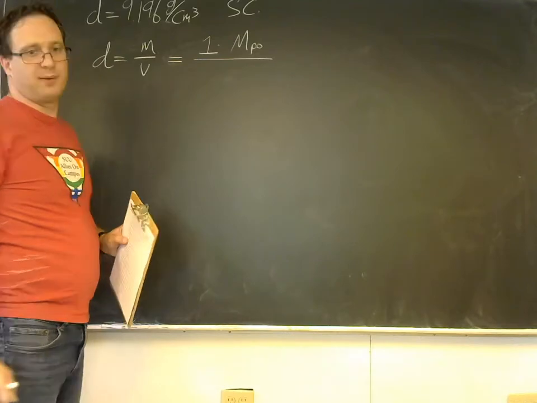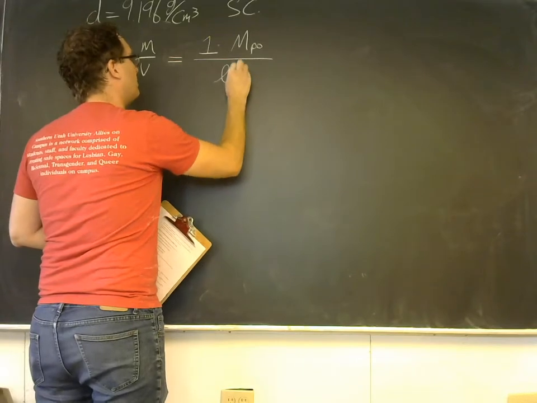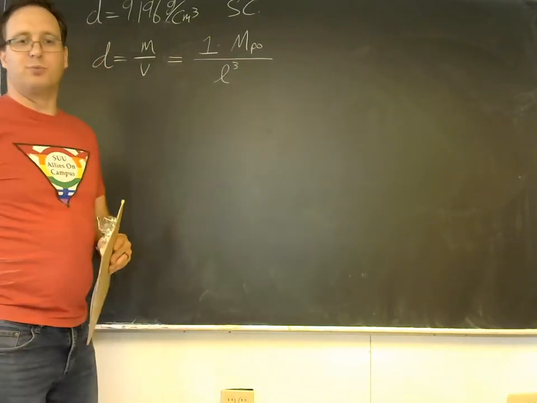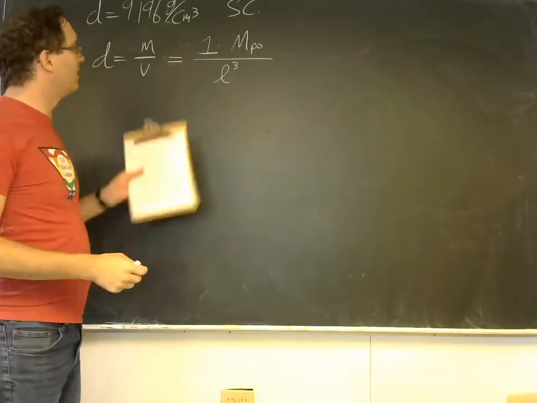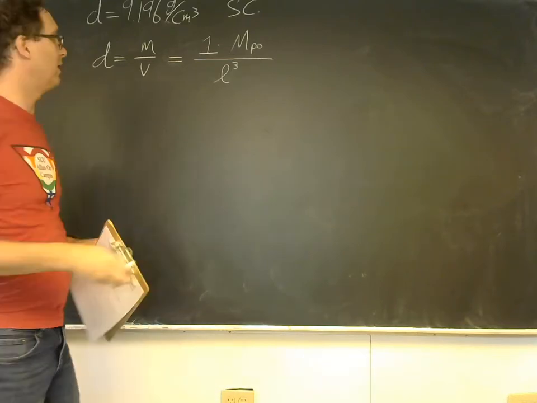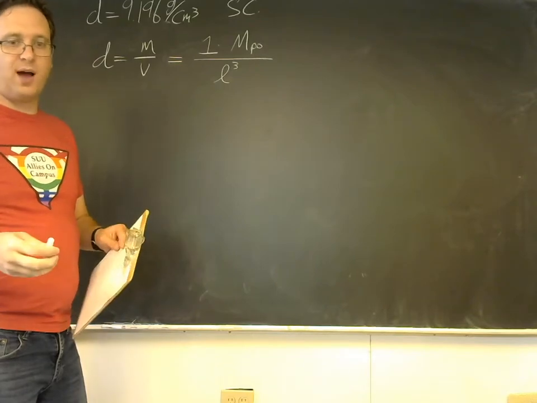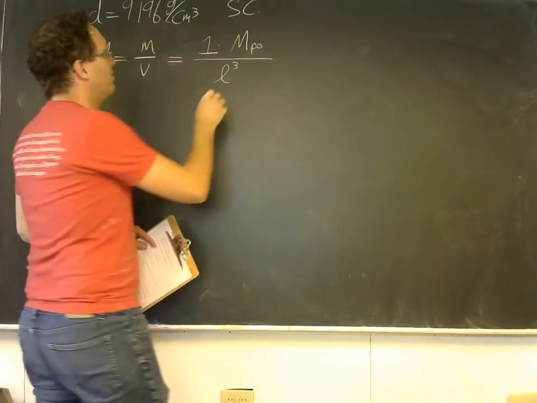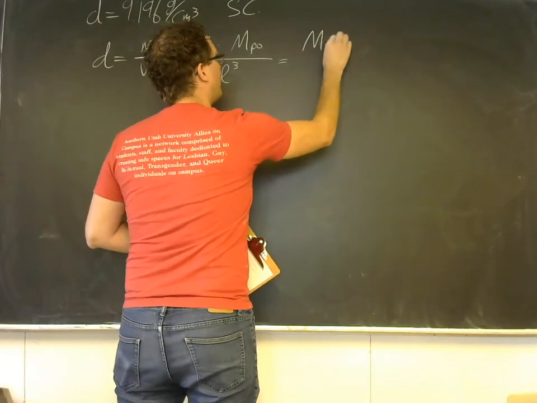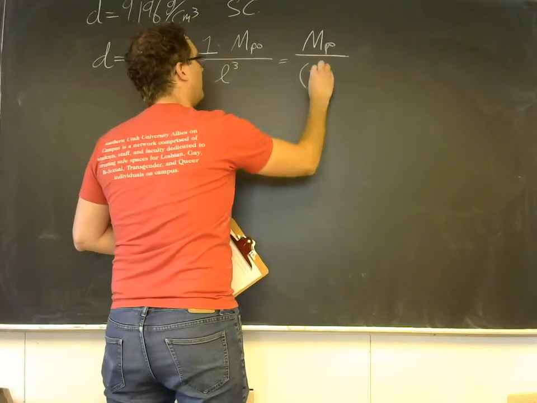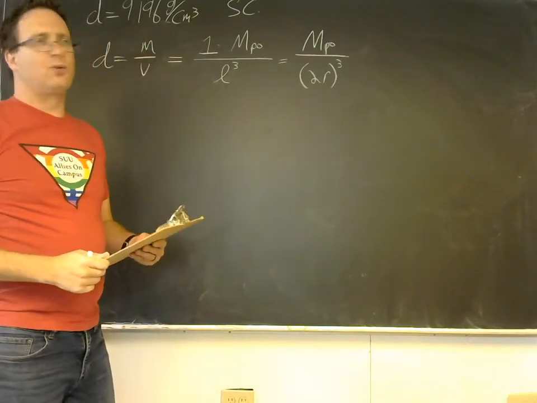polonium atom's mass. And what's the volume of a unit cell? Well, that's just the length cubed. It's going to be length times width times height. The unit cell is a cube, and so it's L cubed. And now hopefully you can see where we're going with that relationship between L and R. So let's change this. We'll have the atomic weight of polonium divided by 2R cubed.